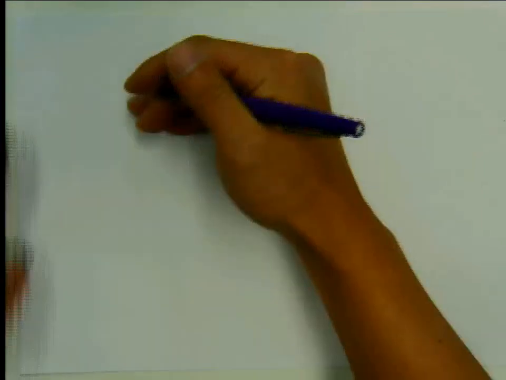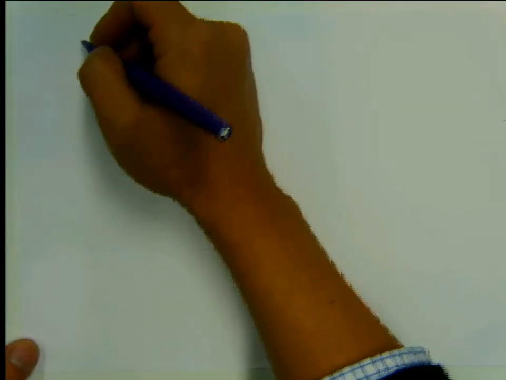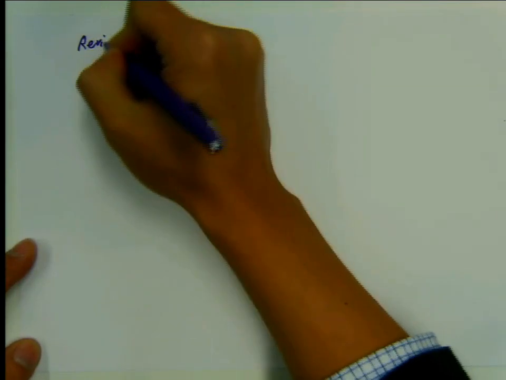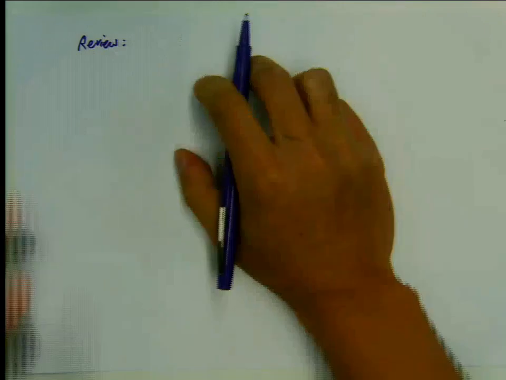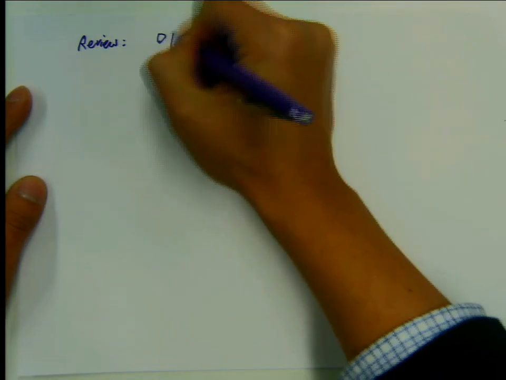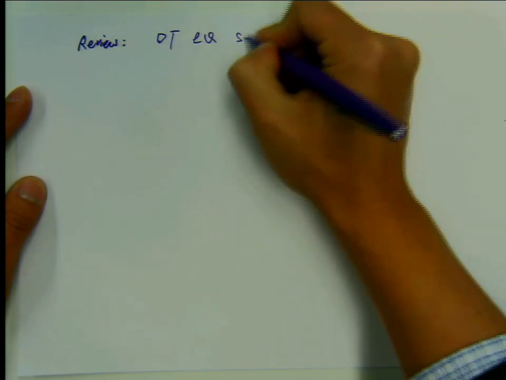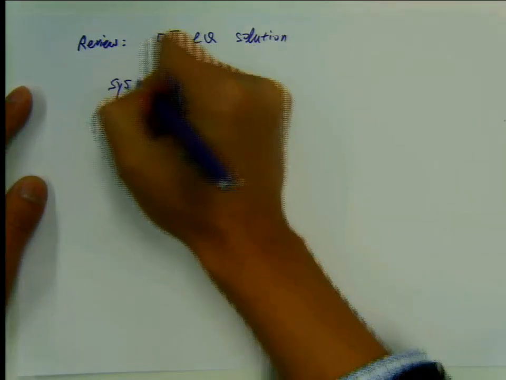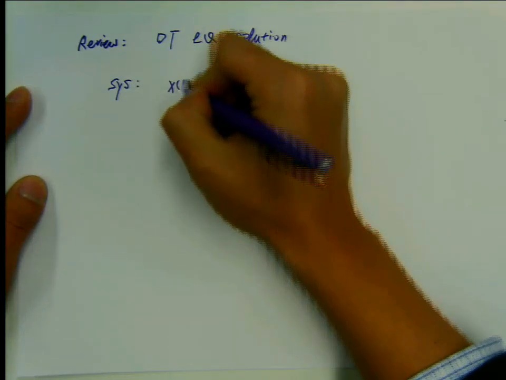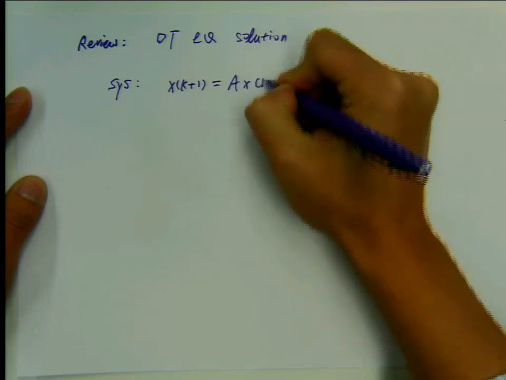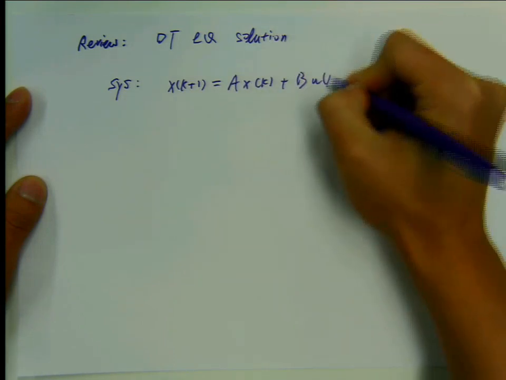This set of equations, you have to write down once over the course of taking ME233. So when you write it, you understand more about it. So, review of the discrete-time LQ solution. We have a system. In this case, I will use a time-invariant system just to simplify the writing: X_{k+1} equals A X_k plus B U_k.